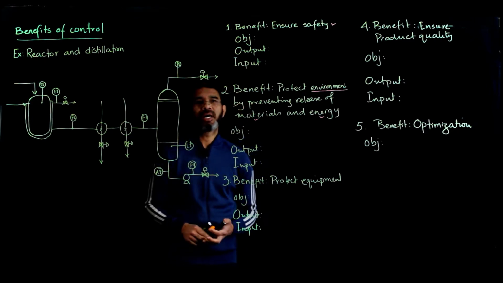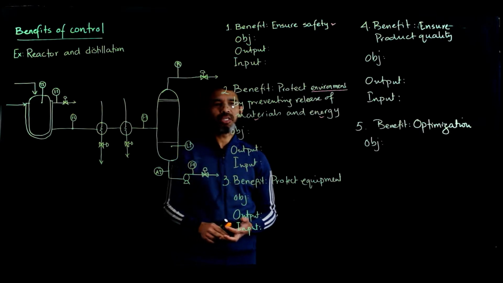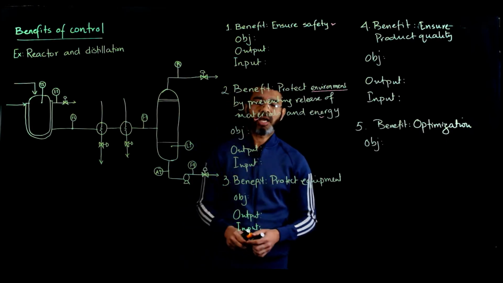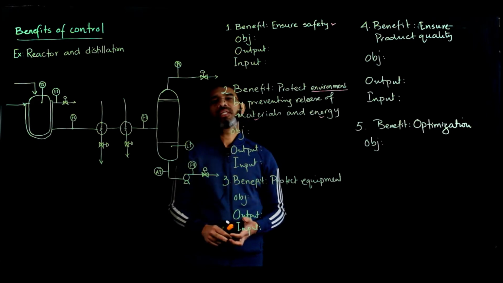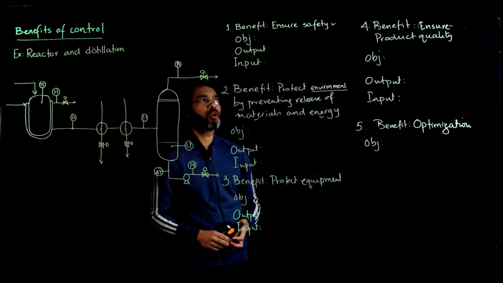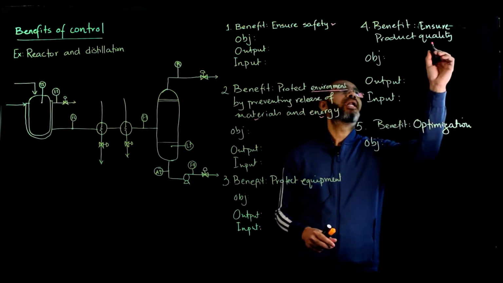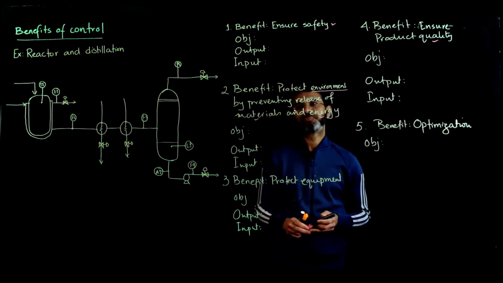So you can think of the environment as being affected by the release of materials as well as by the energy. So that's the second benefit of control. The third benefit we identified is to protect equipment. So within the process, you can implement control to protect some of the equipment. The fourth benefit we identified is to ensure product quality and to ensure smooth operation.